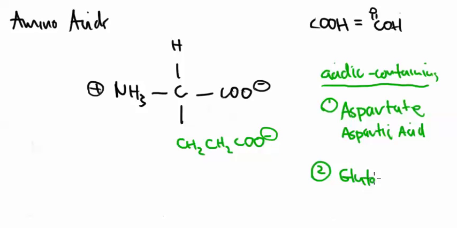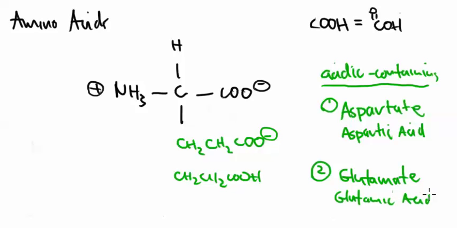So this is glutamate, and if this is in an acidic form and it can have that hydrogen on it, well, this is going to go by glutamic acid, just like aspartic acid from above. So there's our two acid-containing amino acids. Notice they're only different by one carbon. Aspartate, glutamate, aspartic acid, or glutamic acid.